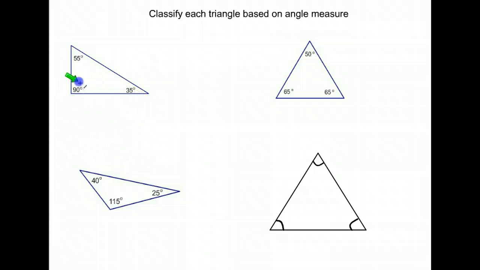Okay. All right, notice it has a 90-degree angle, which makes it a right triangle because 90 degrees is a right angle. Okay, so that one's a right triangle. What about this one? Would that be acute, obtuse, equiangular, or right?